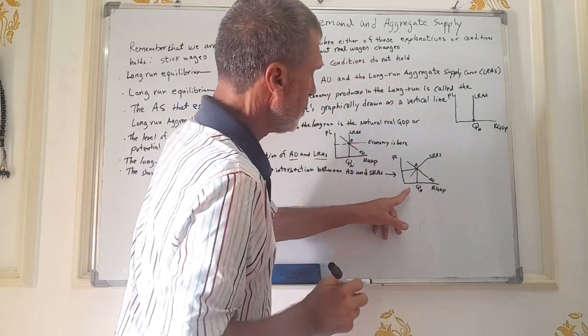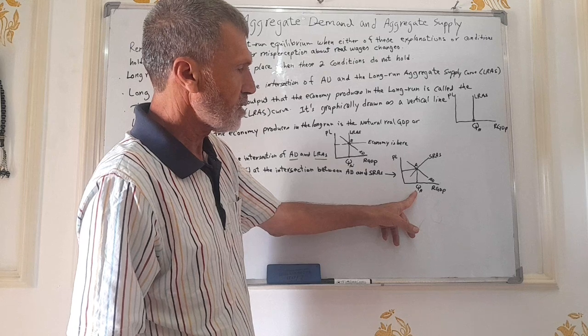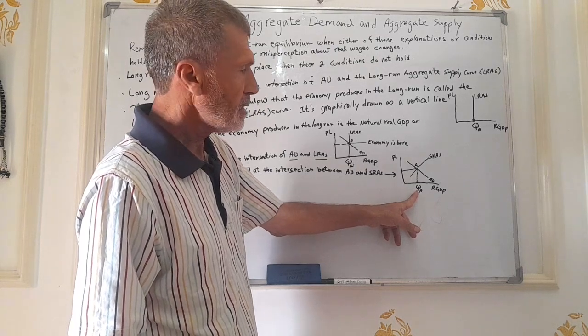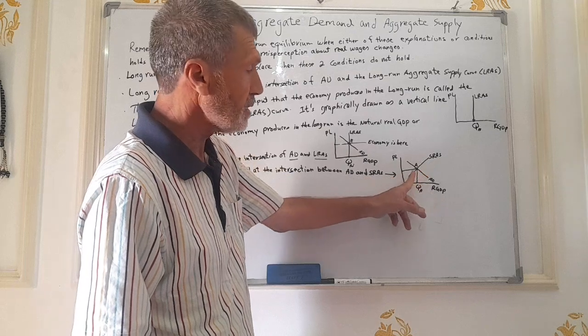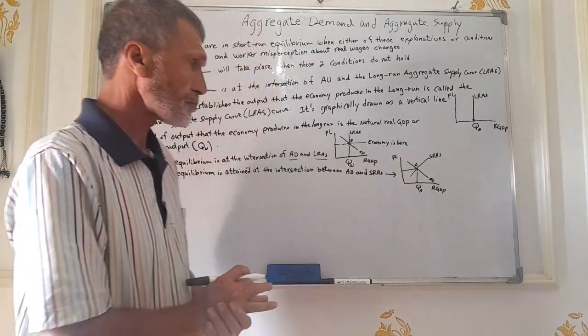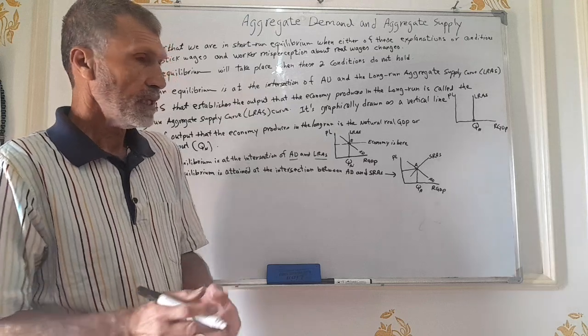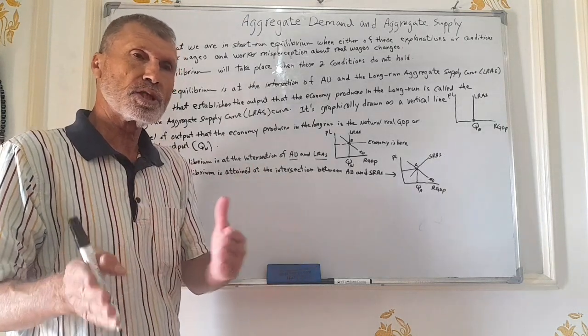Okay, so the quantity that is produced by the economy in the short run is at the intersection of short run aggregate supply, which is upward sloping, and aggregate demand, which is downward sloping. It is at point A. Now, of course, the quantity supplied is equal to the quantity demanded in both the short run and the long run.